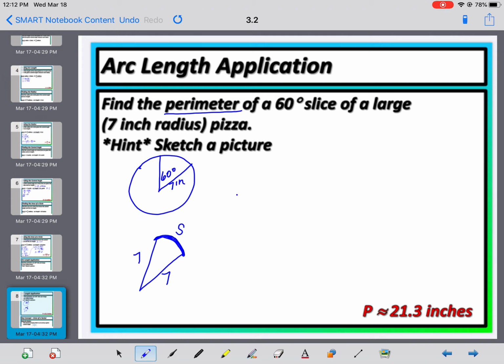So the first thing I'm going to do is find my arc length for that piece of pizza. So S equals, I have a radius of 7, and my theta is written as a degree. So I'm quickly going to convert to a radian, which is pi over 3.